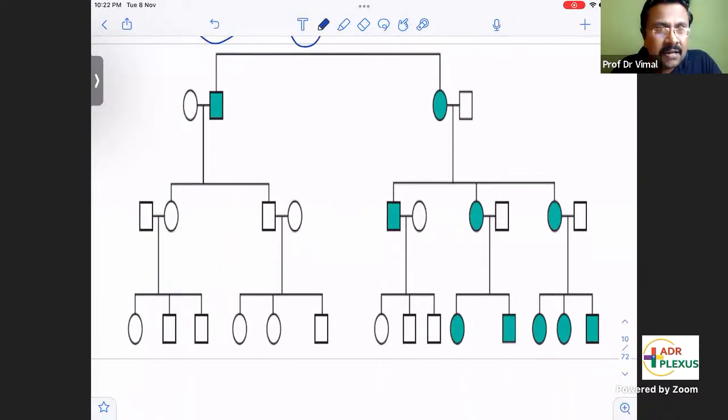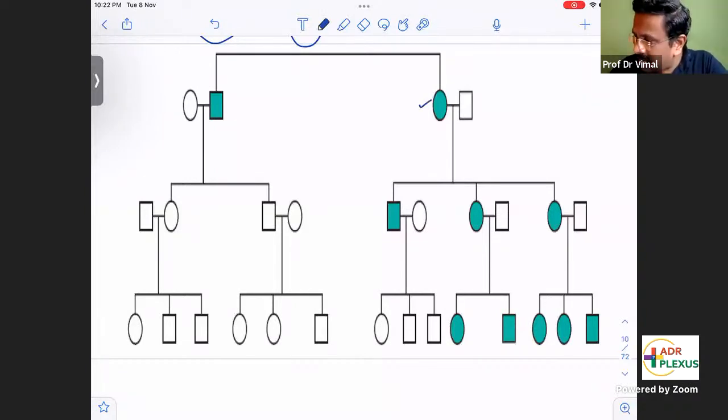Now, what is this pattern of inheritance? We have discussed all the other patterns, so it will be easy for you. It is one of the easiest pedigree charts to identify. Yes, very good.